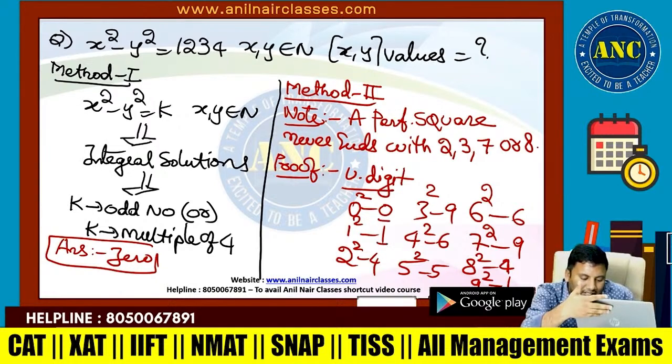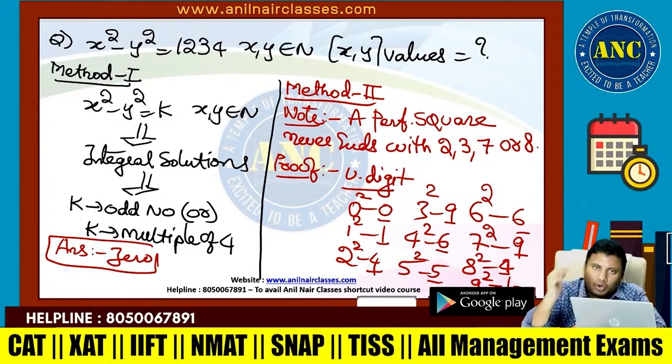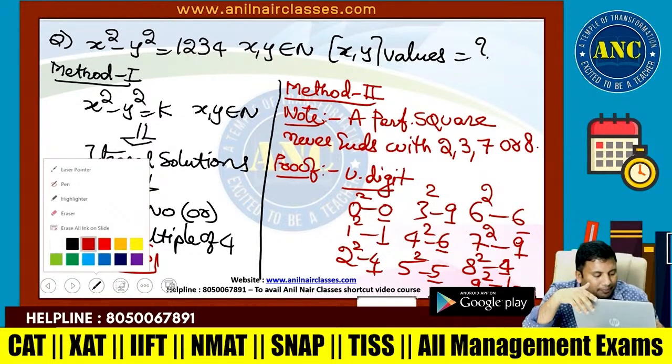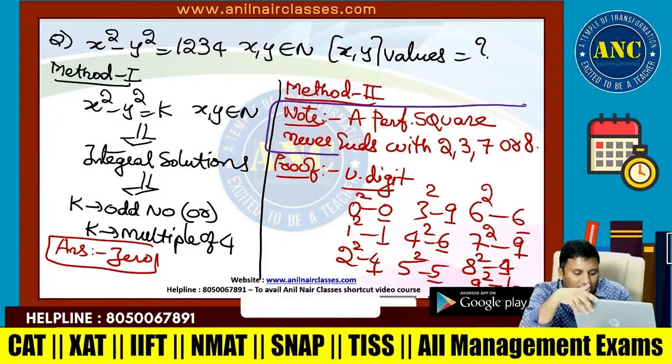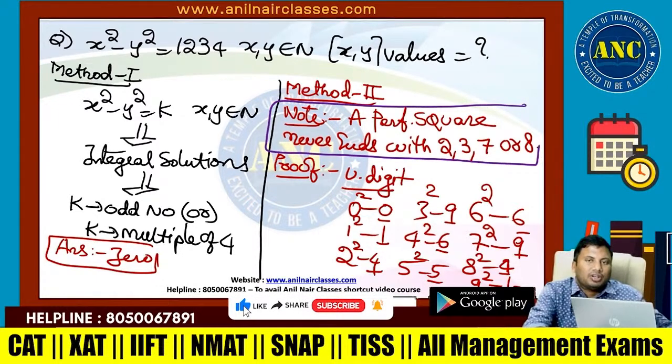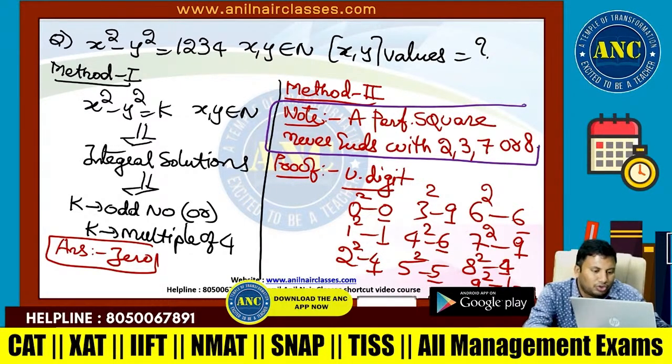Anywhere on the right hand side, did I get 2 at the end? No. 3 at the end? No. 7 at the end? No. 8 at the end? No. A perfect square never ends with 2, 3, 7 or 8. Please write this down, then we will apply this concept. If a number is a perfect square, it will never end with 2, 3, 7 or 8.